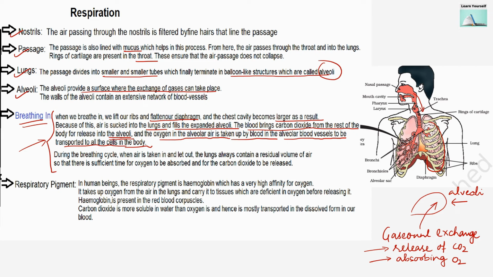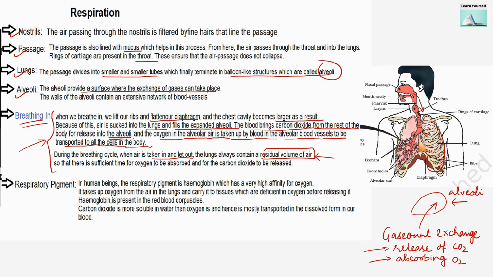During the breathing cycle, when air is taken in and let out, the lungs always contain a residual volume of air. The meaning of residual volume of air is that some buffer volume of air will always be there in the lungs, because gaseous exchange takes some time. That is, from the impure blood, it releases carbon dioxide and again takes up oxygen. So that takes some time.